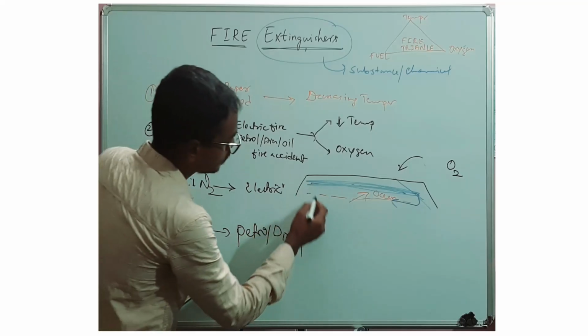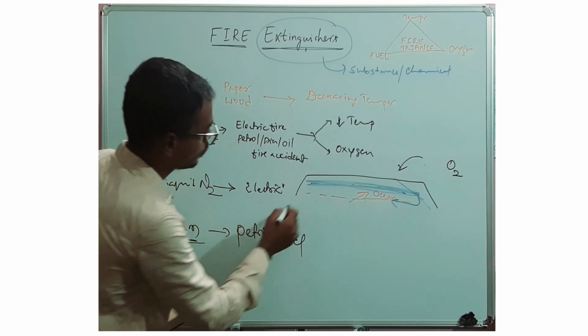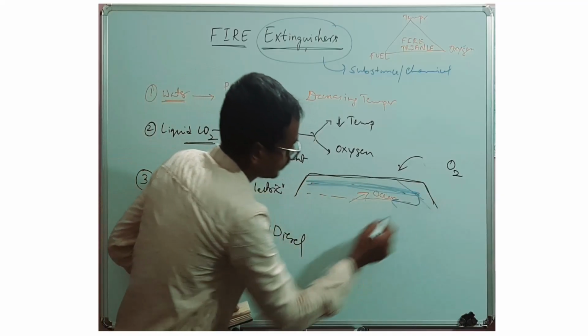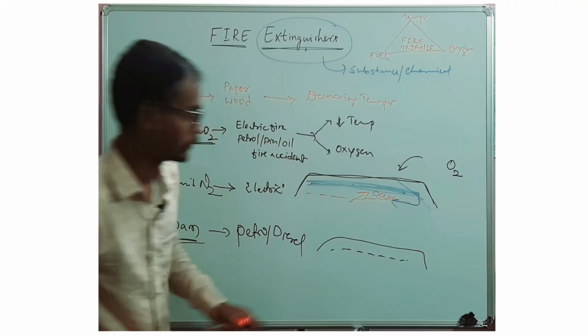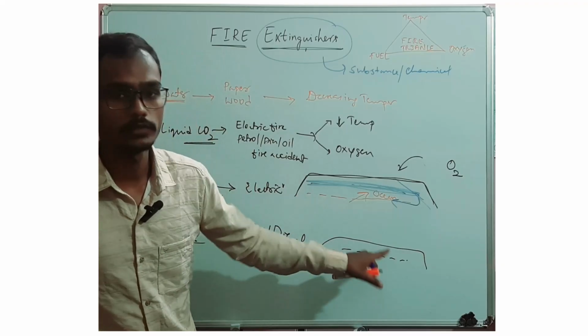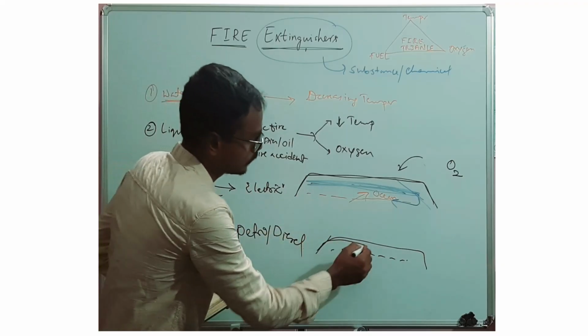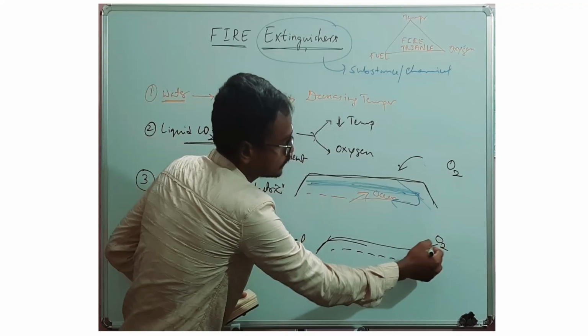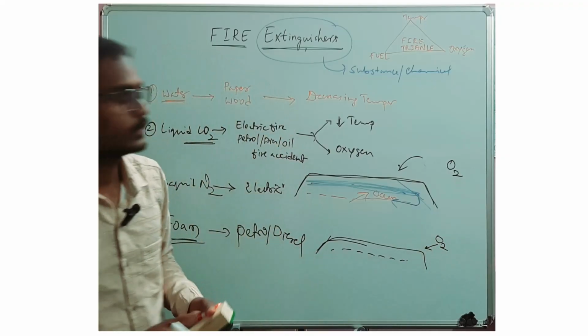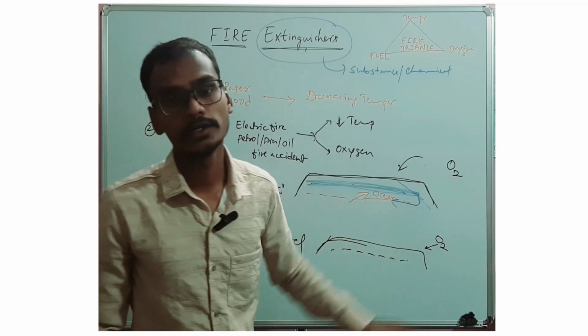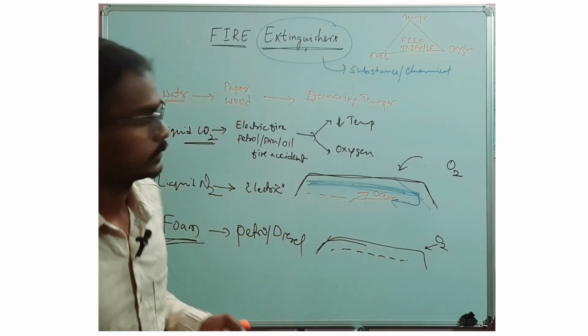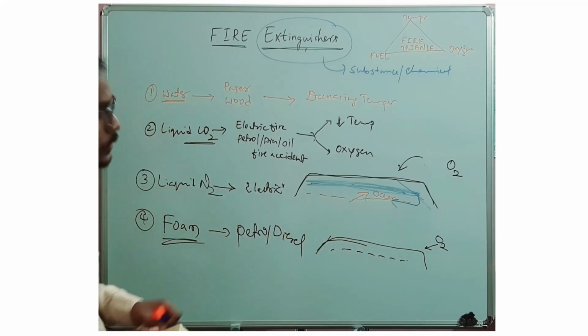This foam covers like this, like a blanket. If oil is here, it covers the oil like this, petrol or diesel, like a blanket. It covers. Can the atmospheric oxygen reach here? No. It is the elimination of oxygen. How does foam control the fire? It eliminates the oxygen supply. Then by that it controls the fire.